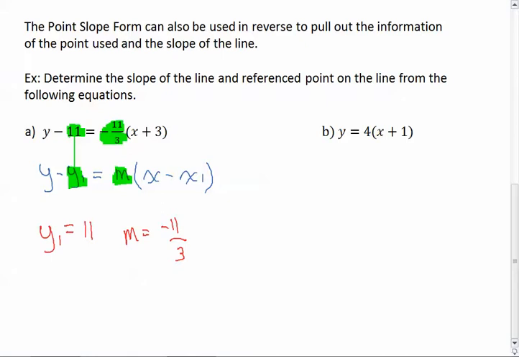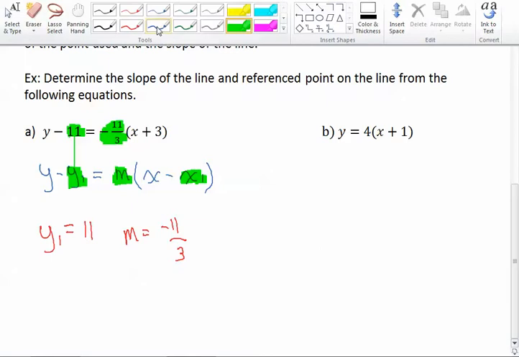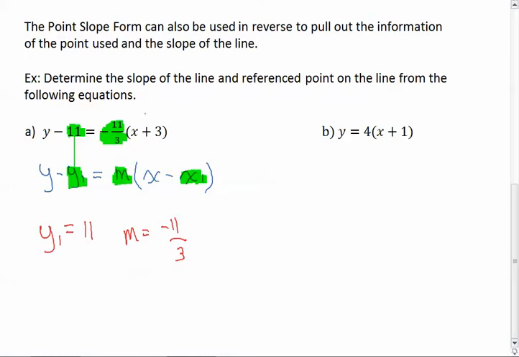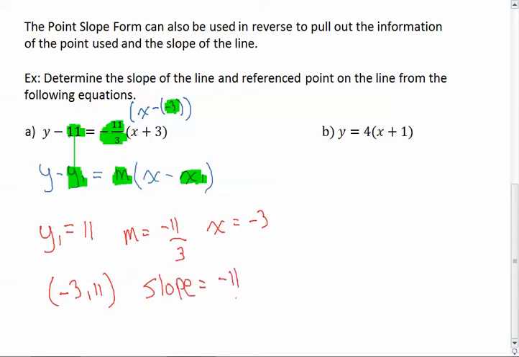Notice that what I need to find is x take away some number. So what's another way that I could write this? Instead of x plus 3, I could write this as x subtract negative 3. So this value of negative 3 is the one that I want. So my x1 value is negative 3. Putting this all together, this gives me the point negative 3 comma 11 with the slope of negative 11 over 3.